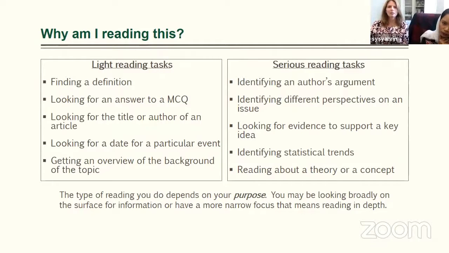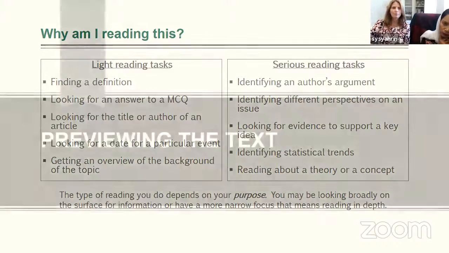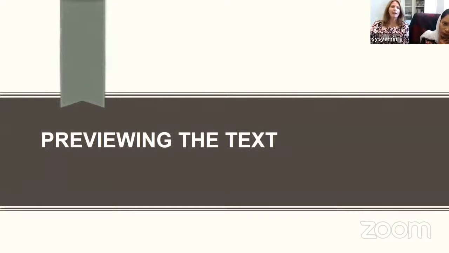If we're just looking at the surface for information, we could be looking for a definition. But when we need a more narrow focus, for example, looking at key ideas and the evidence to support them, we need to look more in depth into the actual topic itself. So how do we preview a text? This is one example of a good reading strategy that gives us a lot more information about an academic text, to decide whether we need to read it more in depth or just skim and scan for the basic information. So let's get started.